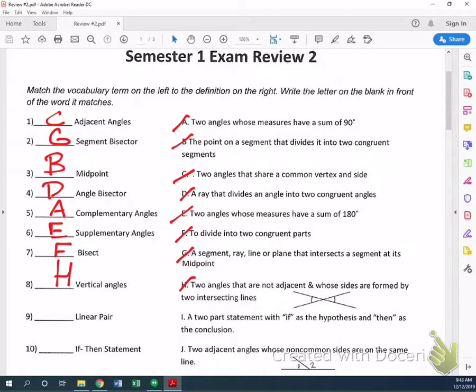Linear pair also has a picture with it. J. That's J. And then I, a 2-part statement that has an if. That's the hypothesis. And a then. That's the conclusion. And yes, if-then statement starts with I as well. All right, what are your questions on 1 through 10? Make sure you get all those down. These might be great for the note card once you start making it.